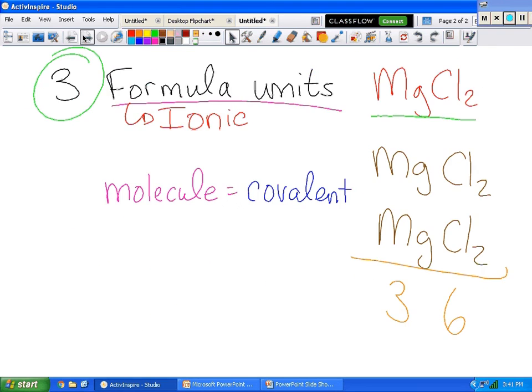The question specifically said draw 3 formula units. Part number 1. Formula units stands for ionic. We've always known molecule is covalent. This is just a new phrase. So if you ever hear the term formula unit, it is specifically and only referring to ionic. And it said 3 of them, which means you had to have 3 magnesiums and 6 chlorides. I will tell you this, they will never make you draw that many ions. At most, it would be 2, never 3.